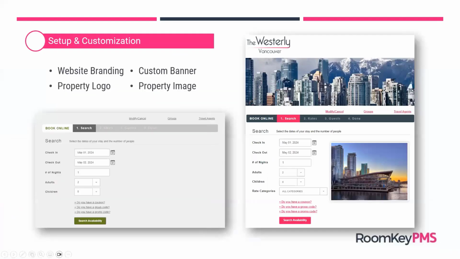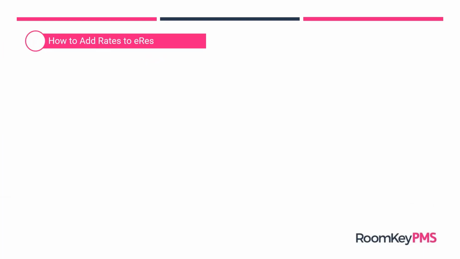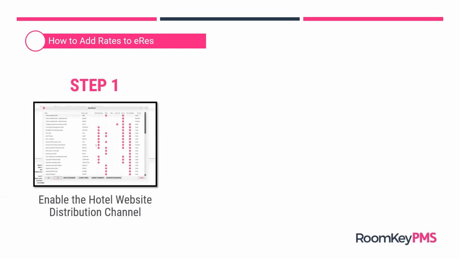Let me just minimize that and come back to our presentation here. Right, so once you have set up and customized your eRes booking engine, another thing that you'll likely do as part of your basic configuration or basic distribution is to add eRes rates from RoomKey so that guests can view rate information, book a rate directly online, and then we can view that reservation inside RoomKey. To add rates to eRes, there are 3 steps, and we're going to go through them one at a time. The first step is to enable the hotel website distribution channel.